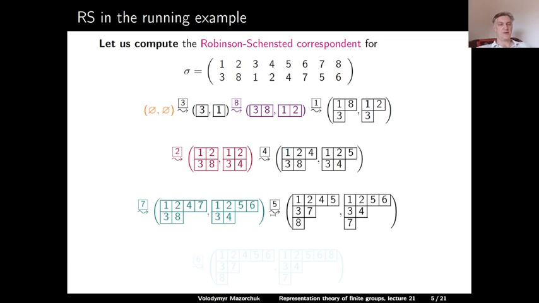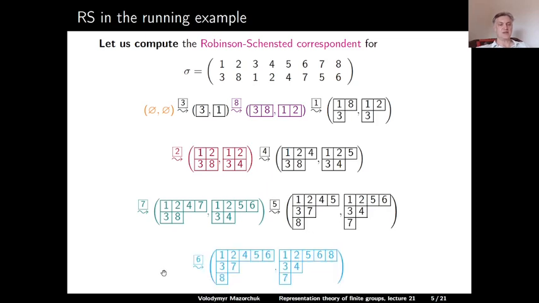Next we insert 5. 5 bumps 7 from the first row, 7 bumps 8 from the second row, and 8 goes into the third row. So we get 1, 2, 4, 5, 3, 7, and 8 as the insertion tableau, and 1, 2, 5, 6, 3, 4, and 7 as the recording tableau.